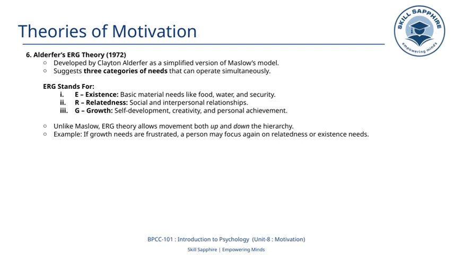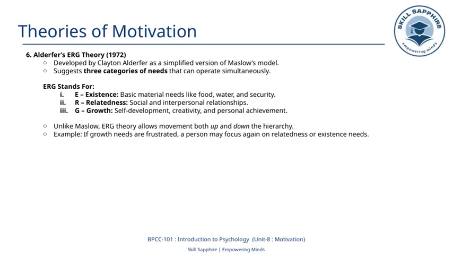The first category is existence. This covers our basic material needs like food, water, shelter, and security. These are fundamental for our survival. Next is relatedness, which involves our social and interpersonal relationships, connecting with others, feeling valued, and belonging. Finally, we have growth, which is about self-development, creativity, and personal achievement.